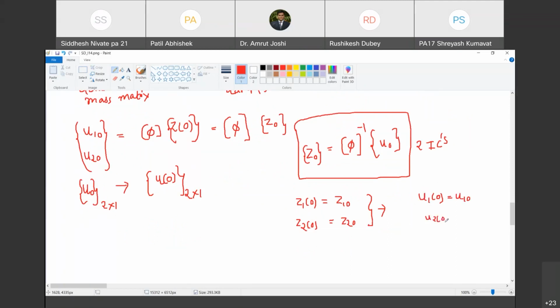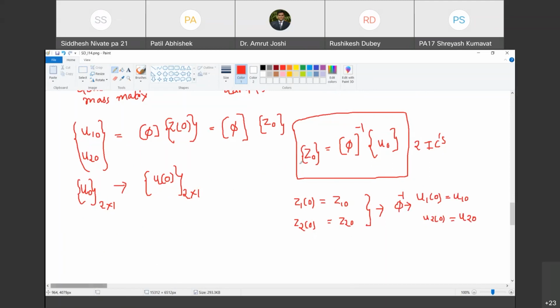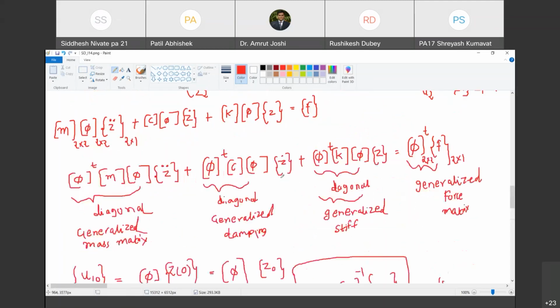U2 of 0, which is U2 0, and U1 of 0. I am intentionally making all the notations very clear. Are you with me? This transformation occurs through transformation matrix phi inverse. I'm sorry, phi inverse. So two conditions are done. We have mentioned two conditions in generalized coordinate system.